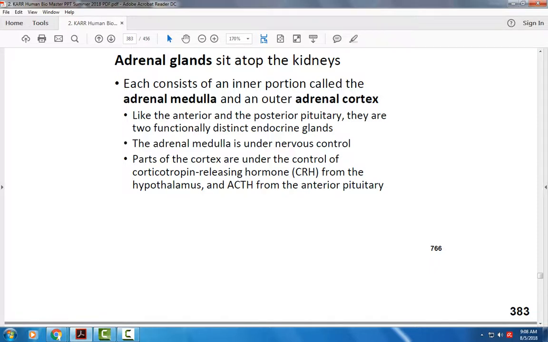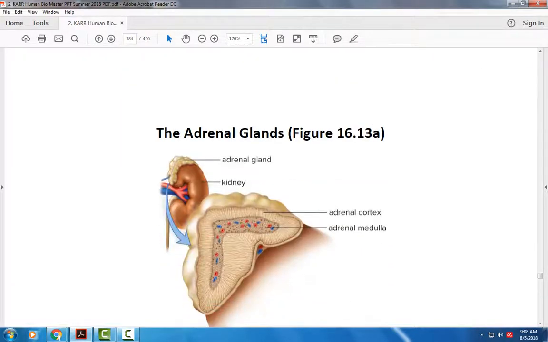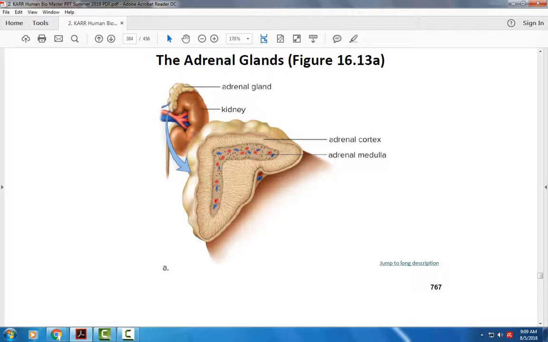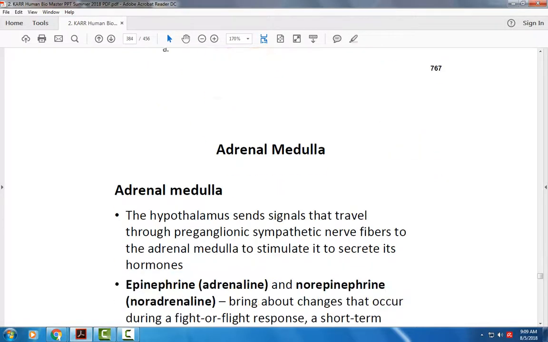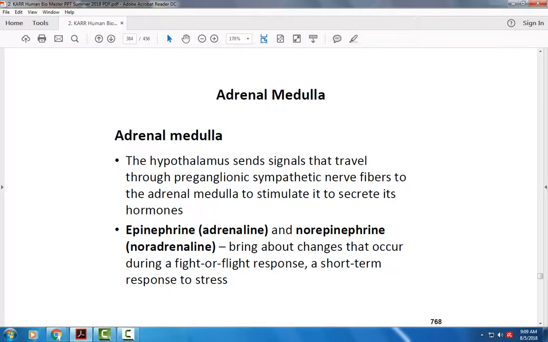So here's the adrenal gland, sits on top of the kidney. The outer layer we call the adrenal cortex, so this layer here. And the inner layer is the adrenal medulla. So the adrenal medulla secretes different hormones than the adrenal cortex does. So the adrenal medulla, like I said, is that inner portion. It secretes two stress hormones, epinephrine and norepinephrine.